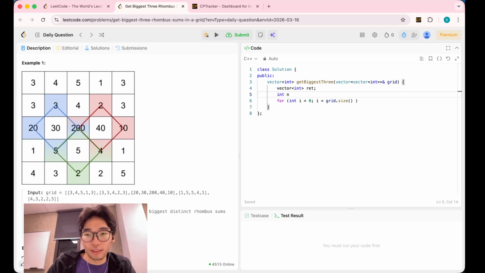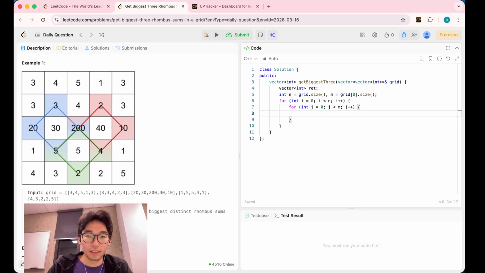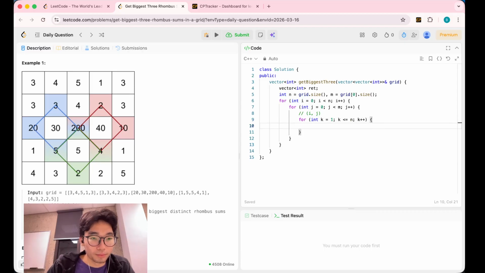Okay, let's take n and m, and from here we would have something like: i and j is the peak point of the rhombus, and then we go through the side of the rhombus, which is k. Yeah, so now we store the sum.